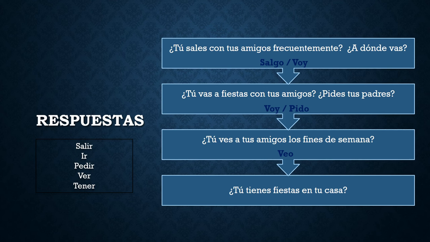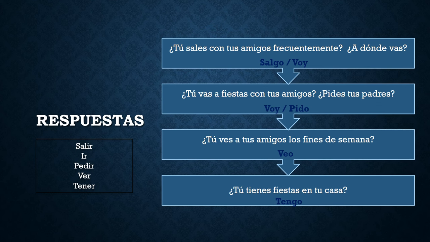Next one is veo. I know that's not a Yo Go verb, but it doesn't hurt to practice other forms. ¿Tú ves a tus amigos los fines de semana? You'd use veo in that. Do you see your friends on the weekends? And the last one, tengo. Do you have parties at your house? So sí or no. You could even go on and say where you like to go. Just depends.